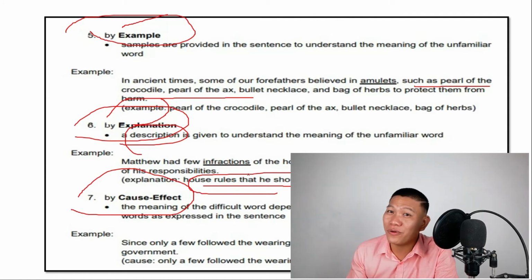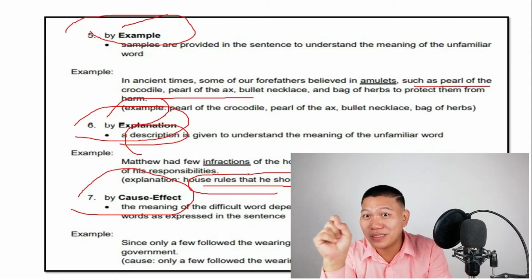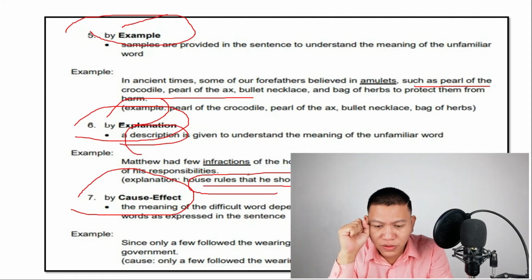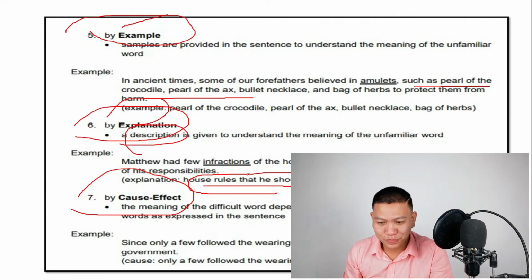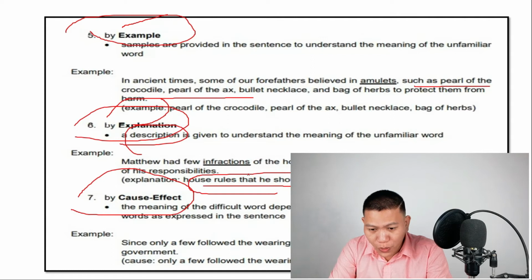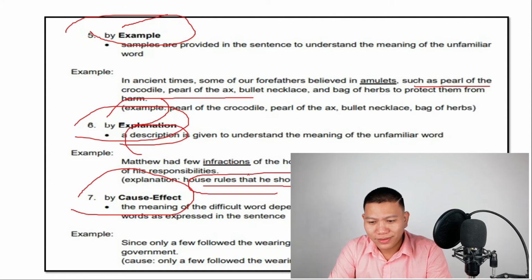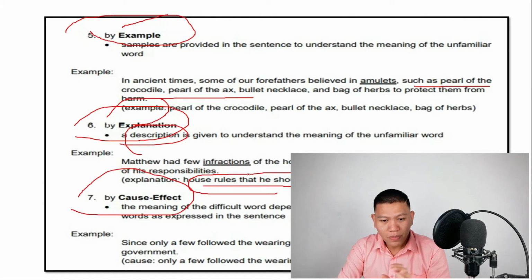And the number seven, of course, one of the easiest, the cause-effect context clue. So we could see the cause and we could see the effect, the reason and the output. The meaning of the difficult word depends on the cause-effect relationship of other words as expressed in the sentence. Example, since only a few followed the wearing of masks, it was made mandatory by the government. Okay, so the effect is wearing masks was made mandatory. So what does mandatory mean? Okay, the cause of this effect is that only a few followed the wearing of masks.